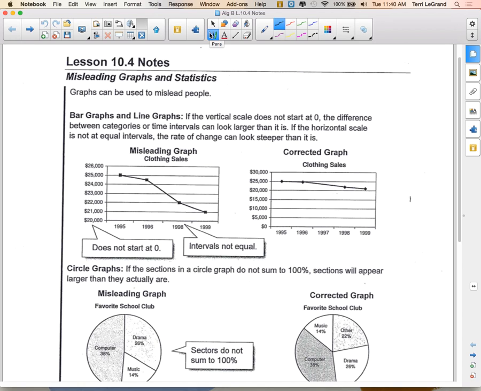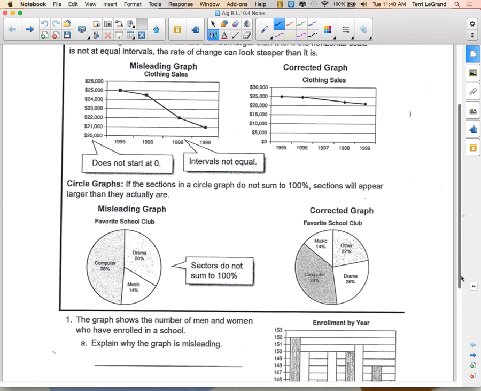Today our learning goal says, I can recognize misleading graphs and statistics. I'm not just going to trust that they are good. I'm going to make sure that they were put together well and it's not trying to mislead me. Because graphs are used to mislead people, believe it or not.